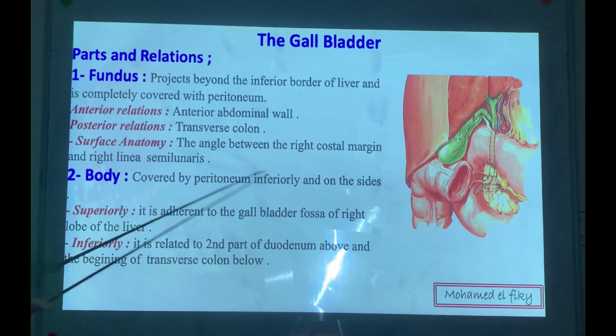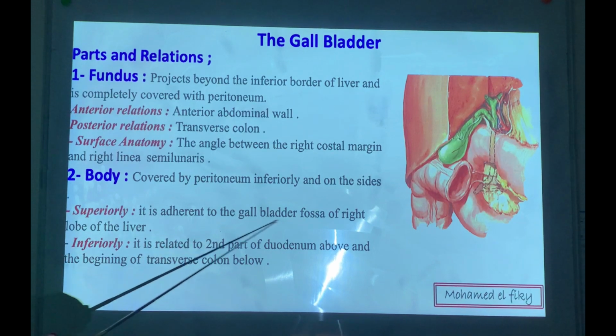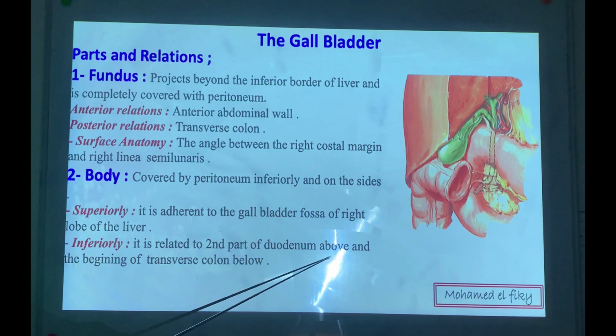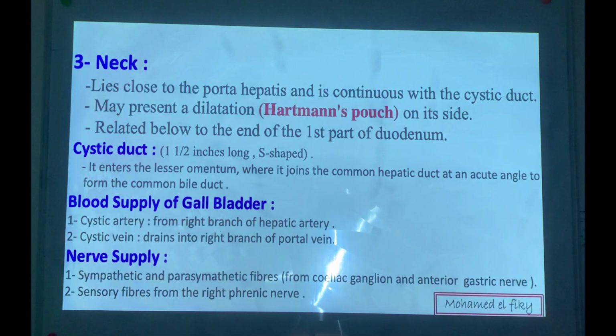The body of the gallbladder is related to the gallbladder fossa and covered by peritoneum. Superiorly, it is adherent to the gallbladder fossa in the liver. Inferiorly, it is related to the second part of the duodenum above, with the beginning of the transverse colon below.